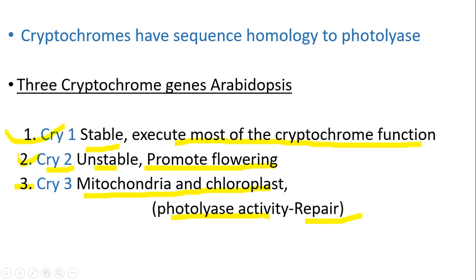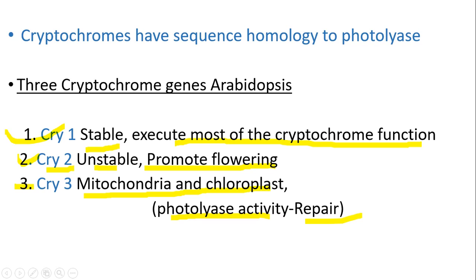In Arabidopsis, there are three cryptochrome genes. Actually, we are mainly conducting all the studies in model organisms. We are explaining based on model organisms. Arabidopsis thaliana is a model organism, and in the CSIR syllabus you also have to study all the model organisms like Arabidopsis thaliana, sea urchin, C. elegans, Drosophila melanogaster. Many questions are coming from that.